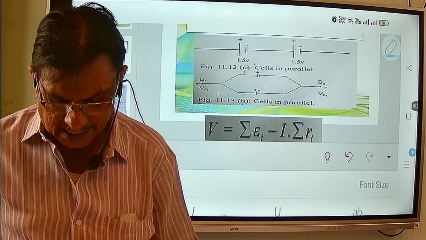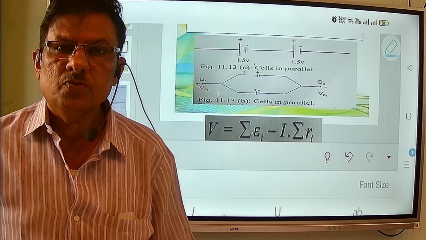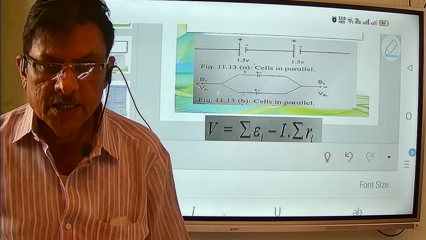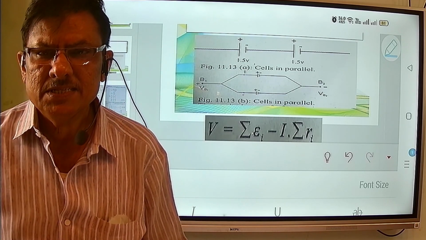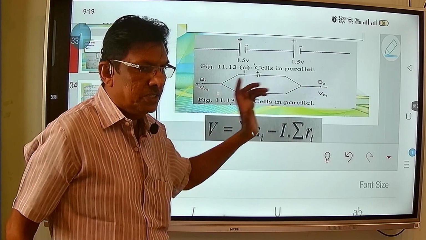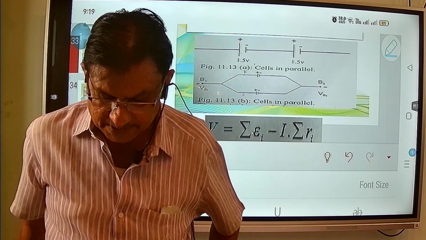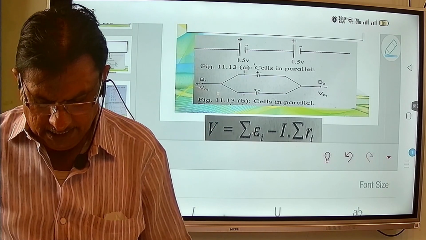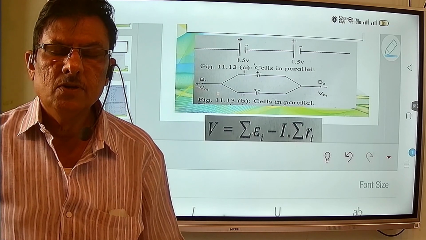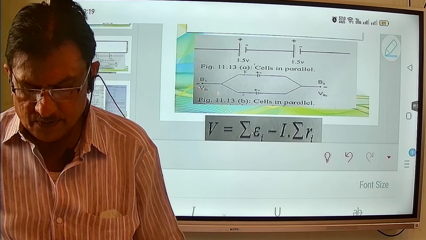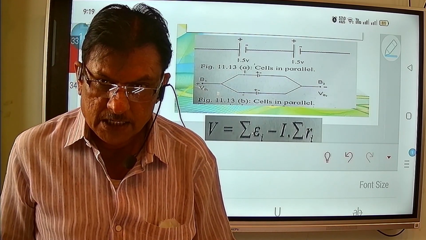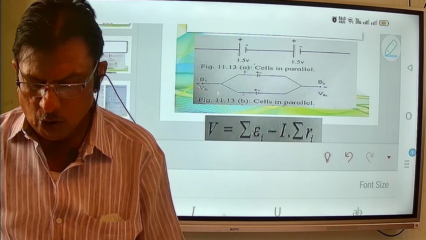So for the first cell, we say that V is equal to VB1 minus VB2. What we have said? VB1 minus VB2, potential difference. Potential difference means this voltage minus this voltage. So that is called the potential difference. Now, if we look at the first cell, then we get the equation V is equal to VB1 minus VB2.